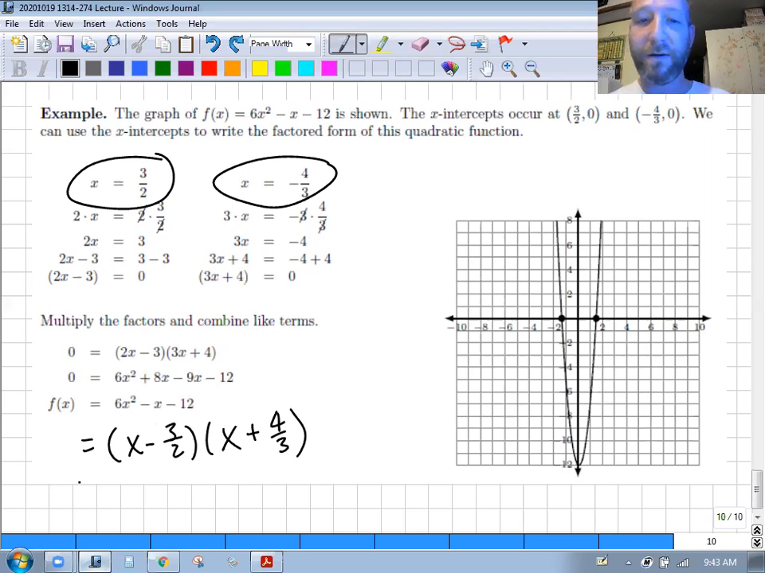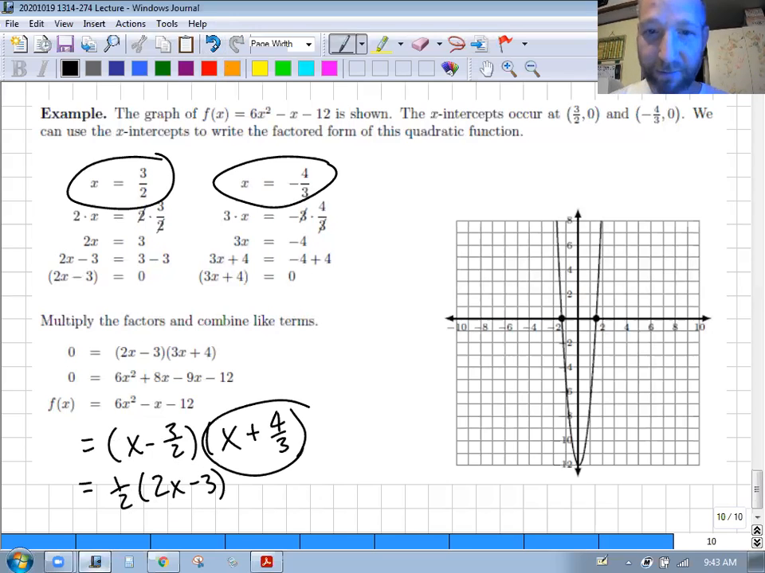To make this pretty though, if we rewrote this one, pull out a half. This would be a 2x minus 3, this guy here. See, the 1/2 times the 2 gives us just x, and the 1/2 times the 3 gives us the 3/2. We pull that out just to make our factor pretty without fractions in it.